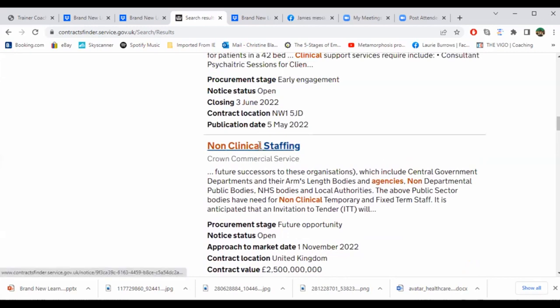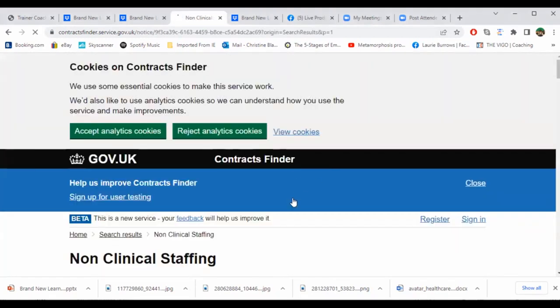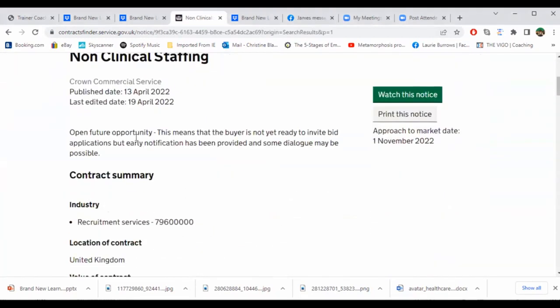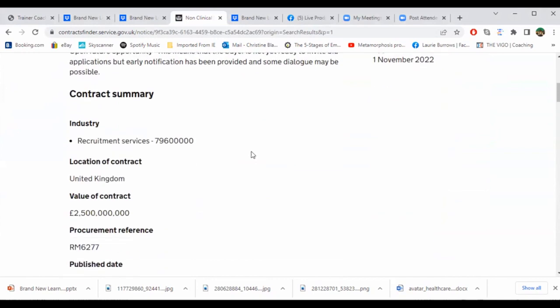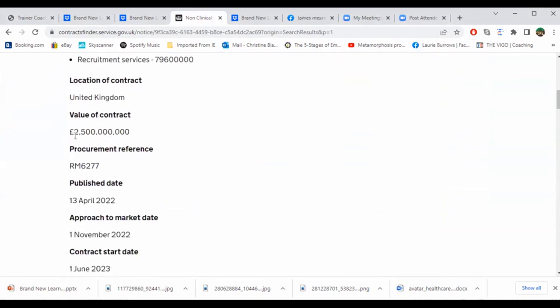So if I was to click this, everyone can see my screen, can't you? Yes, you can. Yeah, excellent. So if I was to click non-clinical staffing, for example, I would then read this and it will give me the information of what the value of the contract is, for example. It's 2.5 million.